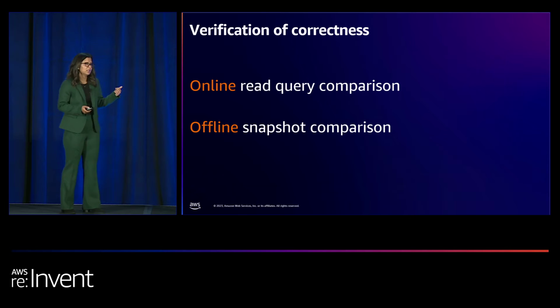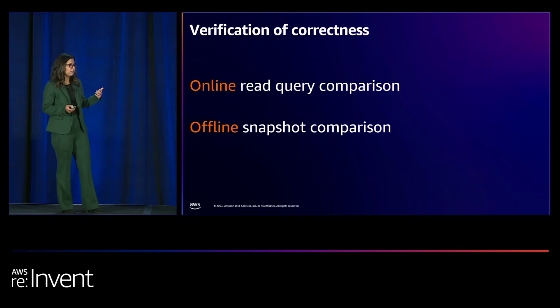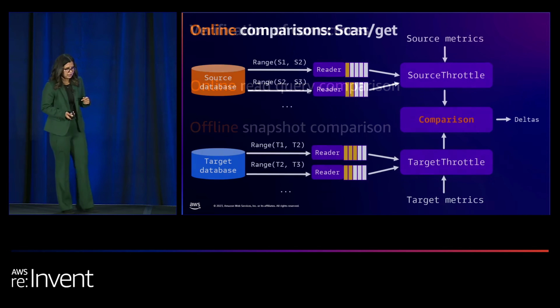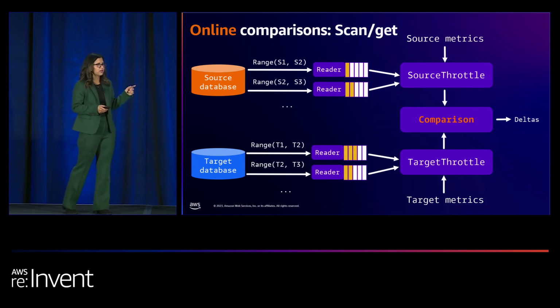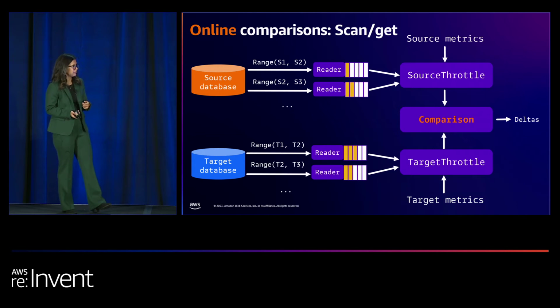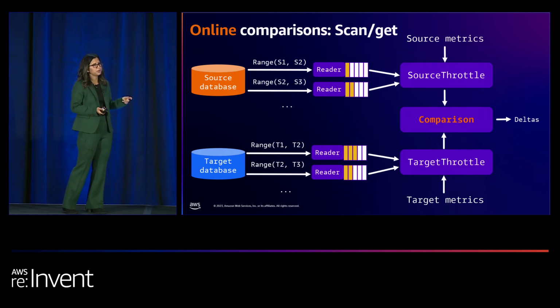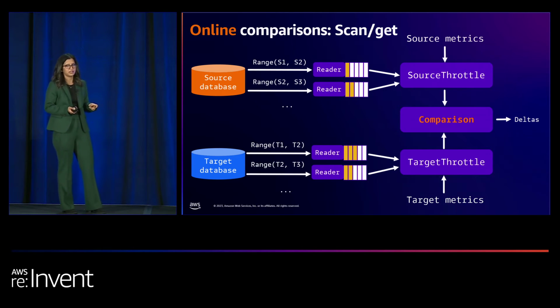Either we can do the online comparison using read queries, or we can do the offline comparison using the backup snapshots. To do the online comparison, we read data from both the databases and compare for the difference. We use scan at the source database because we want to do a massive retrieval of the data, and scan is very efficient for it. But we use get at the target database because we want to query the specific row using the primary key.